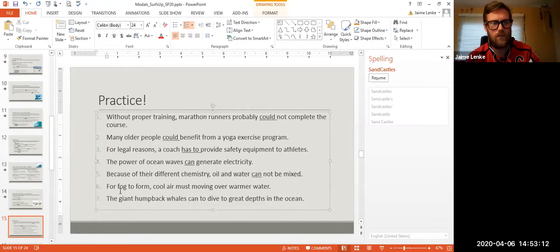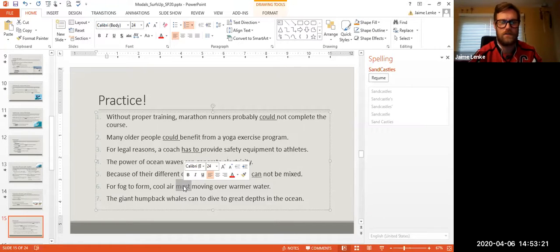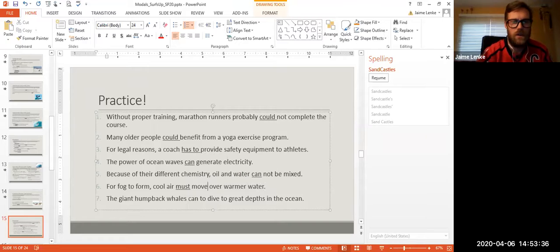Okay, then it says, "For fog to form, cool air must moving over warmer water." Again, if must is our modal here, what could be fixed? Must move. Right, the base form. Moving is the progressive tense, so we want that to be move. It must move over warm water.